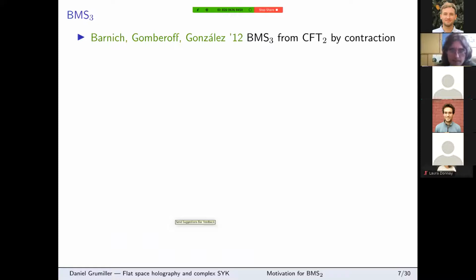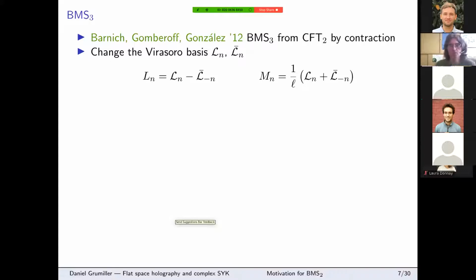Let's now slowly descend in dimensions. So let's go to 3 dimensions. In 3 dimensions, there is actually a very efficient way of obtaining the flat space symmetries from the anti-de Sitter symmetries. And since I'm going to use a similar technique later, let me get into some detail. This is, for instance, done in work by Barnich, Gomberoff, and Gonzalez in 2012. So you start with the symmetries of AdS3, which are 2 Virasoro algebras, which are denoted by this calligraphic L and L bar. And then you make a change of basis.